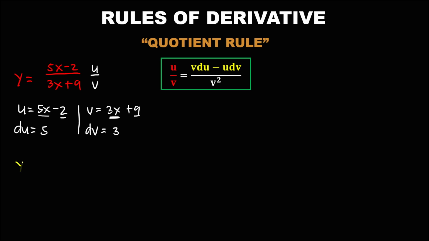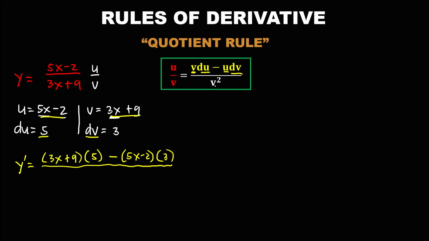So to find now the derivative, from this quotient rule, we have v, which is 3x plus 9, times du, the derivative of u, that's 5, then minus u, which is 5x minus 2, times the derivative of v, that's 3, then over v squared, and v is equal to 3x plus 9, quantity to the power 2.